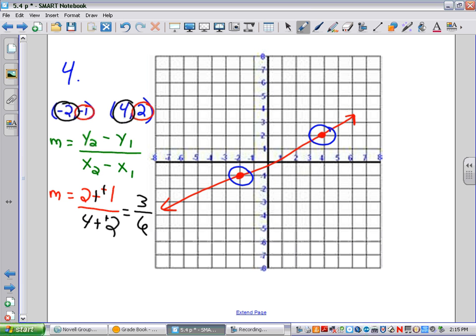3 over 6. When do you reduce your fraction? The answer is always. You always reduce your fractions. And 3 over 6 reduces to 1/2. So the slope of this red line over here would be 1/2. Again, that's called the slope formula. It's written on my wall with a pink poster. Make sure you find that when you come into class tomorrow.